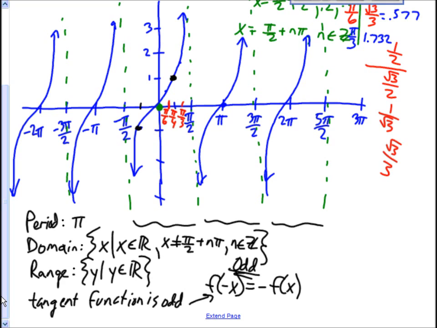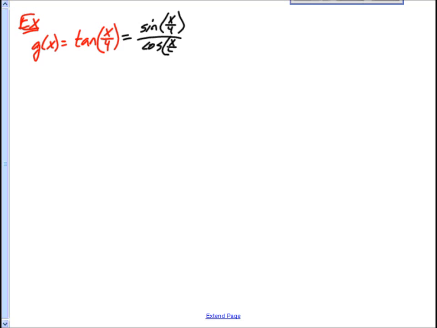Okay? Now what if we have some slight variations of this? Let's go with tangent of x over 4 here. Let's sketch tangent of x over 4. And again, recall, this is sine of x over 4 over cosine of x over 4, right? You say, well, let me think about my vertical asymptotes. Where is this thing going to be undefined? Where is cosine of x over 4 undefined?